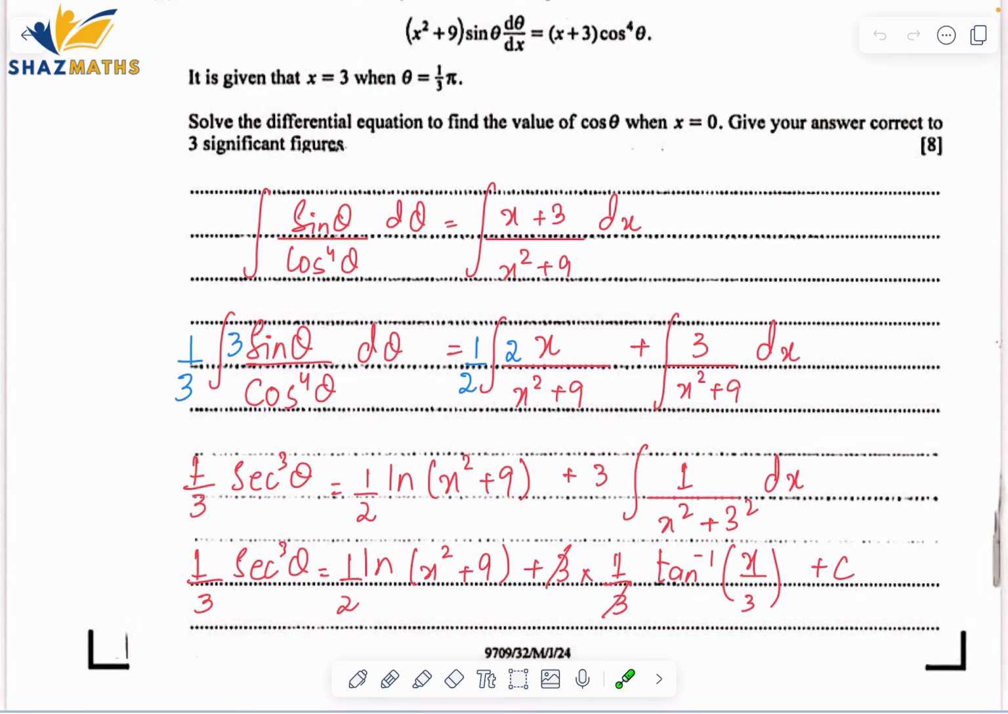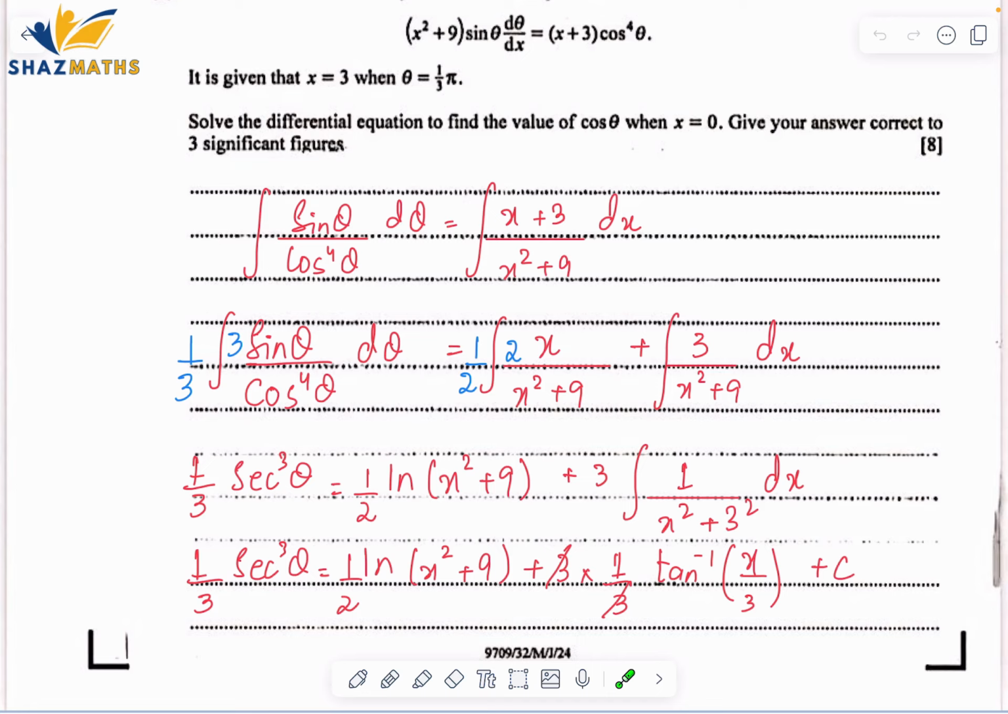Since the derivative of x squared is 2x, 2 was missing, so we'll multiply with 2 and divide by 2. After integration, it will become 1 over 2 ln of x squared plus 9. We'll take 3 outside the integral. 9 is the square of 3, so this involves tan inverse, so it will become 1 over 3 tan inverse of x by 3 plus c.